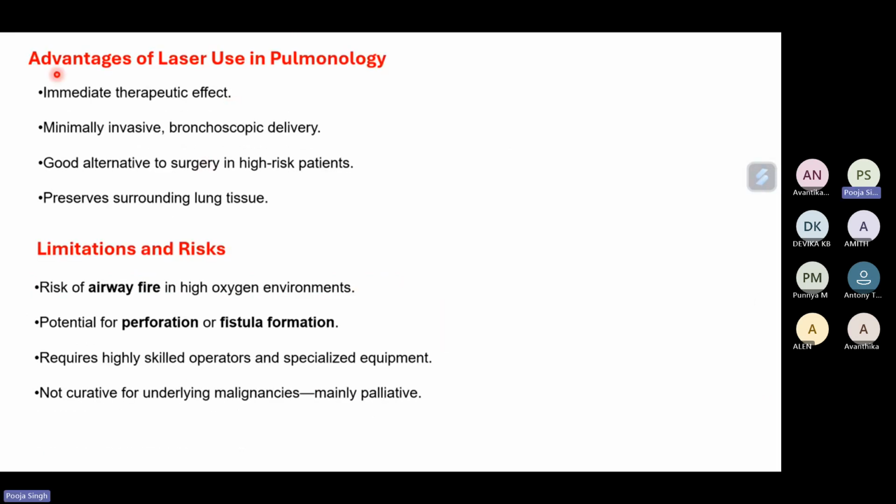Then the advantage of use is the same. It is a good alternative to surgery in high-risk patients, and it can penetrate deeply. But the risks and limitations are the same for all the lasers, I think: the risk of airway fire in a high-oxygen environment, and it also requires a highly skilled operator. Without that you cannot do it. And it is not curative for the underlying malignancy, mainly palliative.